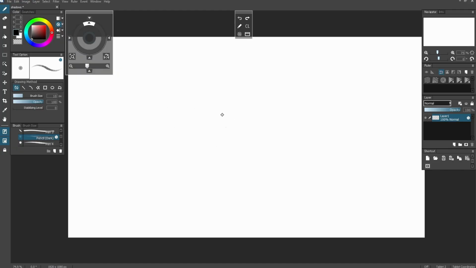Okay, so this is the program OpenCanvas 7. You can get it on Steam. And now, let's get, for example, into how you shade a cube like this. Let's just draw a simple cube. Alright, so we have a cube.